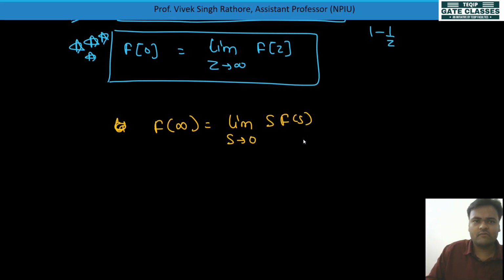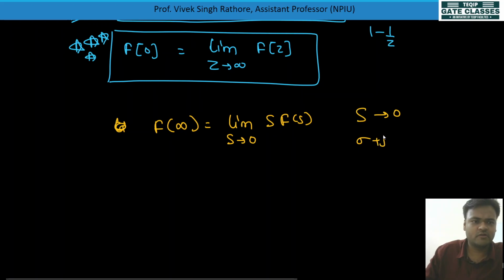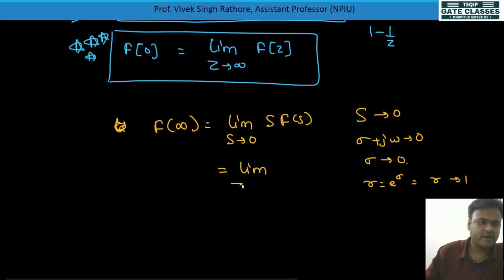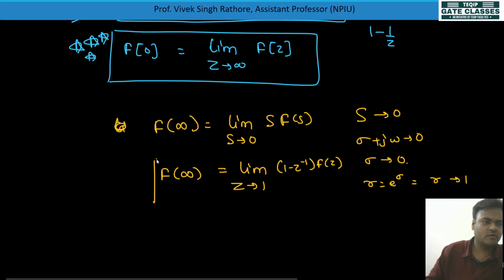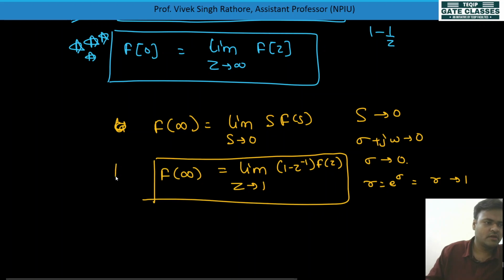Okay, so now what we will do is put s tending to 0. It means sigma plus j omega is tending to 0, so sigma is tending to 0, which means r is equal to e to the power sigma, so r is tending to 1. So we can write here limit z tending to 1 of (1 minus z inverse) into F of z. Okay, so this is the final value theorem for z transform.